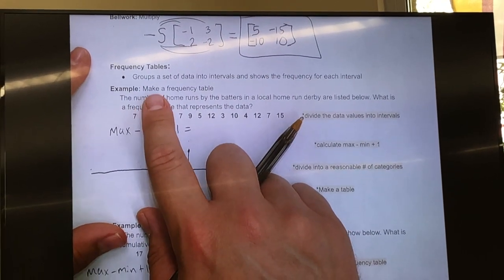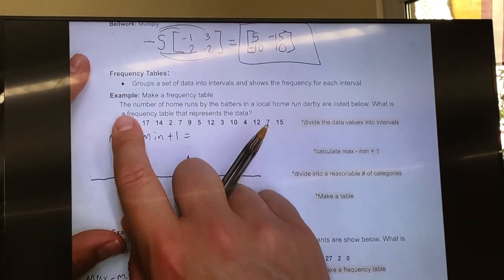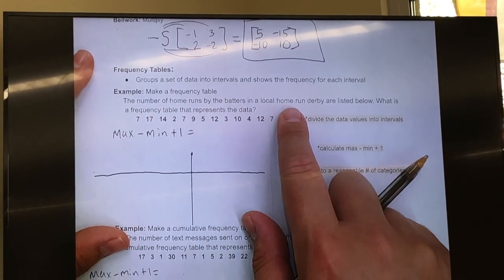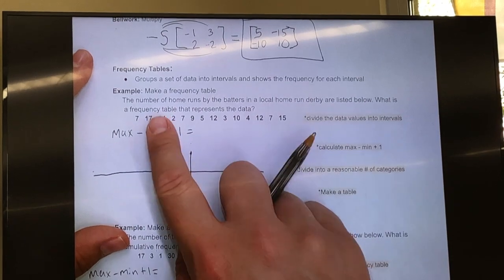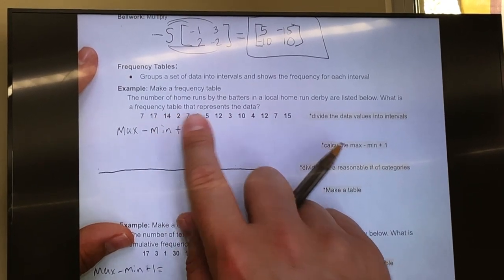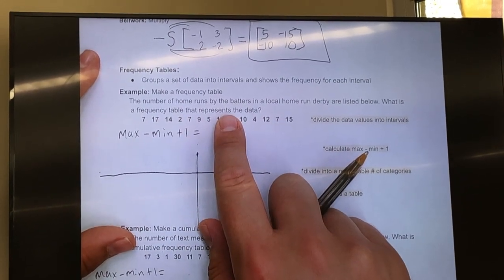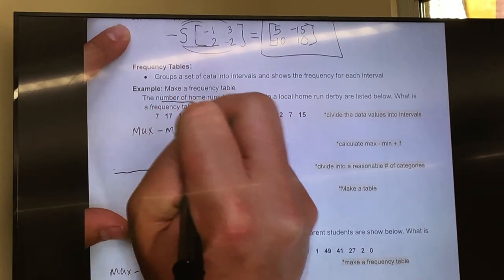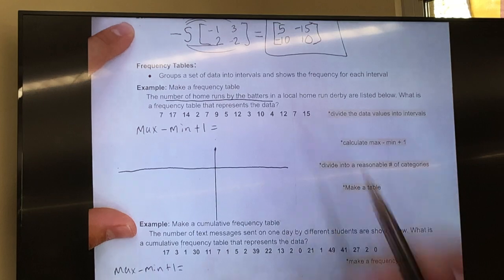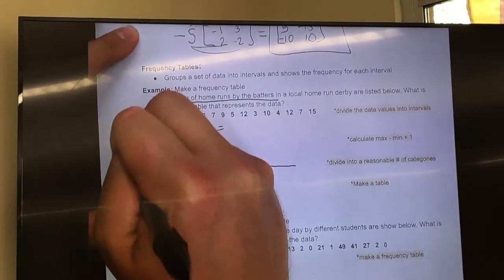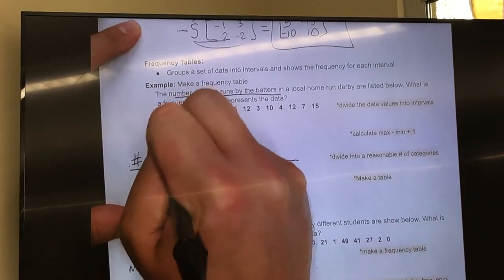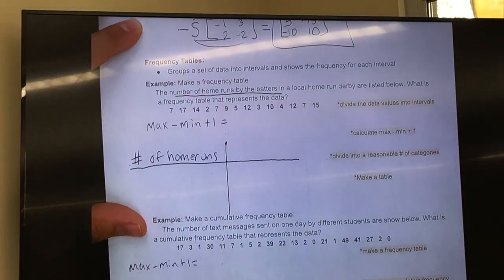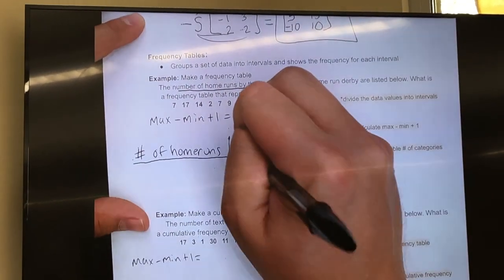So our first example is to make a frequency table. The number of home runs by the batters in a local home run derby are listed below. What is a frequency table that represents the data? Okay. So first of all, we were talking about the number of home runs by the batters. So that is going to be what we are looking at, number of home runs. And we are going to be looking at the frequency.